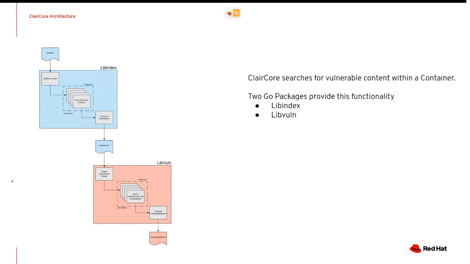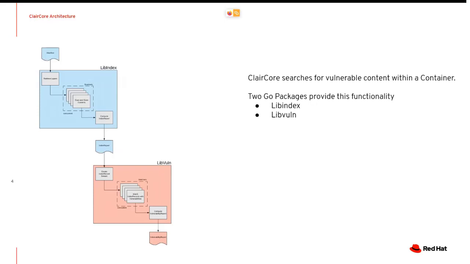Libvuln is responsible for actually taking the results of an index and matching them to a database of vulnerabilities. Something that happens in the background in libvuln is also keeping the vulnerability database up to date. But we don't go into that too much. It's mostly focused around just the use cases.